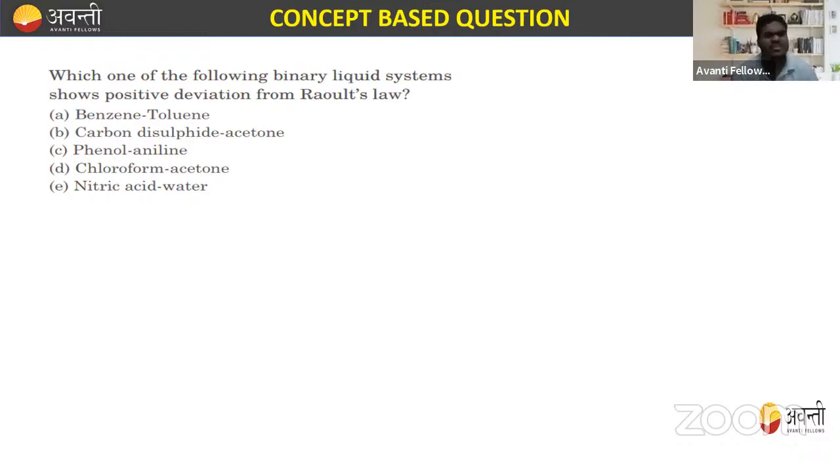Okay, so in this question, which one of the following binary liquid systems shows positive deviation? We know that benzene and toluene are an ideal solution. Phenol and aniline show negative deviation. Chloroform and acetone also show negative deviation. Nitric acid and water also show negative deviation. So these three are showing negative deviation. And this will show an ideal solution. So which one is left, beta? That is carbon disulfide and acetone. So this carbon disulfide and acetone is showing positive deviation. I hope this is clear to you.